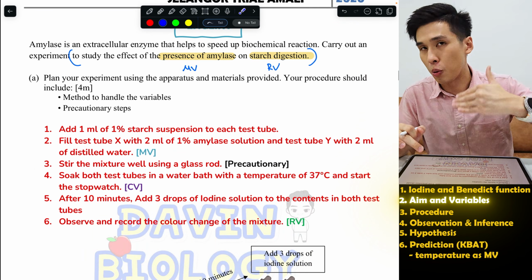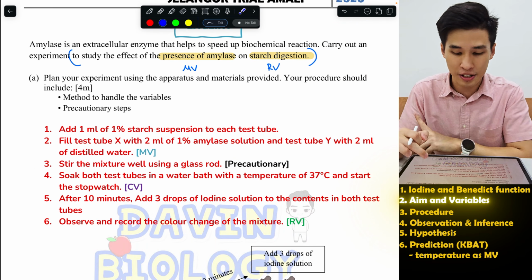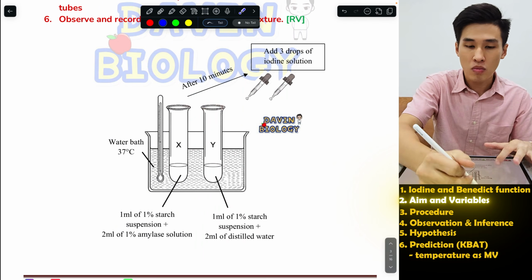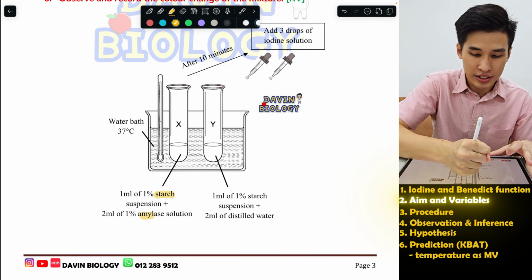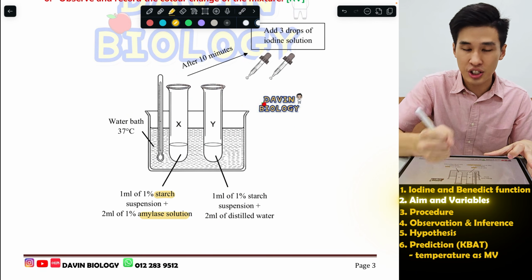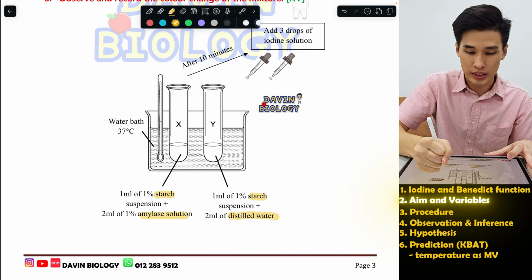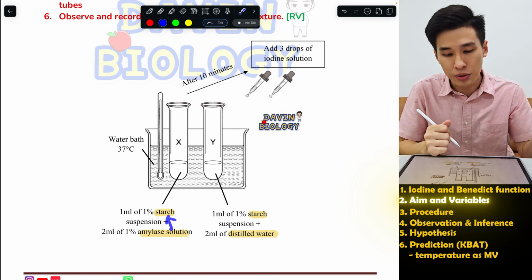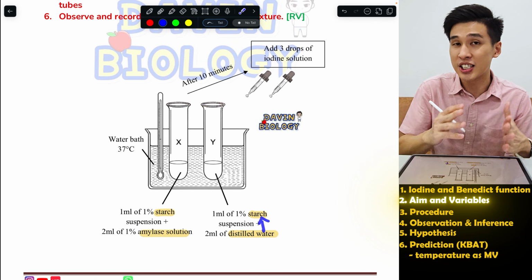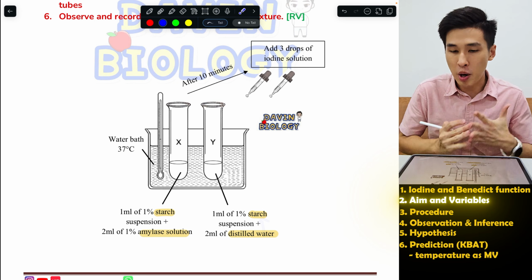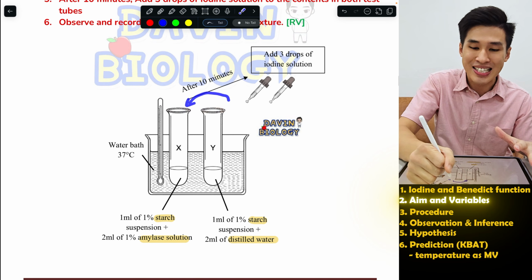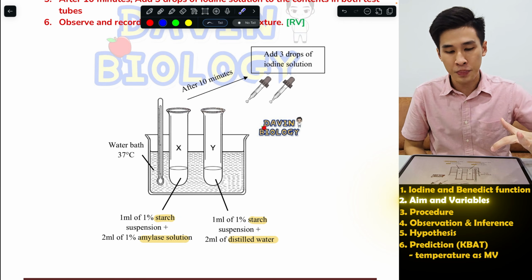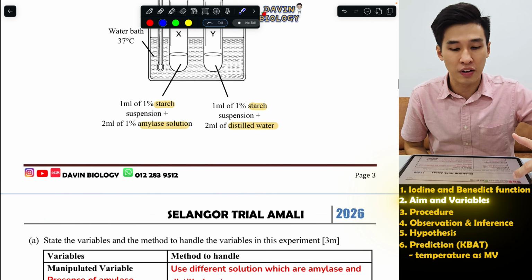Now, the procedure I will go through later. I'll teach you how to write if it's unguided. Briefly, there are 2 test tubes here, X and Y. One has starch and amylase. One has starch and distilled water. The one with amylase will of course digest the starch into maltose. The one with distilled water will not. At the end of the experiment, you need to drop iodine to test the result. If it's Benedict, then of course we use Benedict, which is a bit different. I'll explain later. Okay, let's go through the variables first.